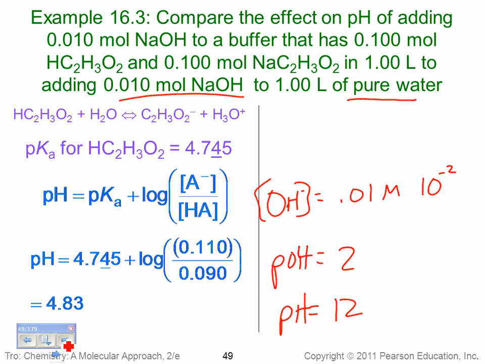Now, pure water, as you told me a while ago, started at 7. And when I put 0.01 moles of sodium hydroxide into a liter of pure water, the pH goes from 7 to 12. It goes up about 5. Whereas if I put that same amount of sodium hydroxide, that base, into this buffer, the pH started at 4.75, and then went up to this.